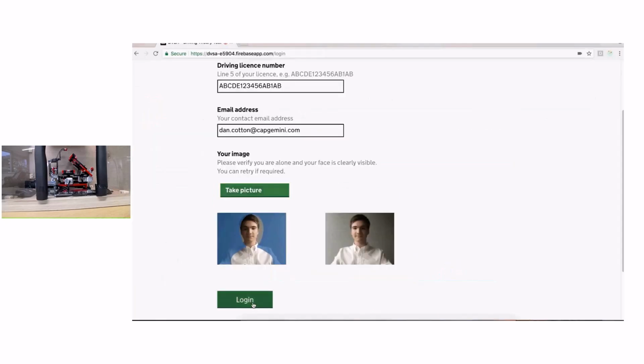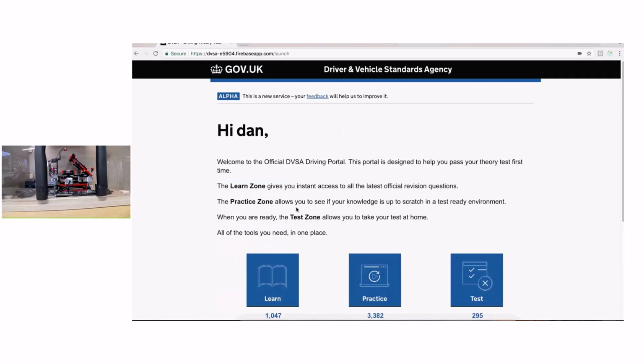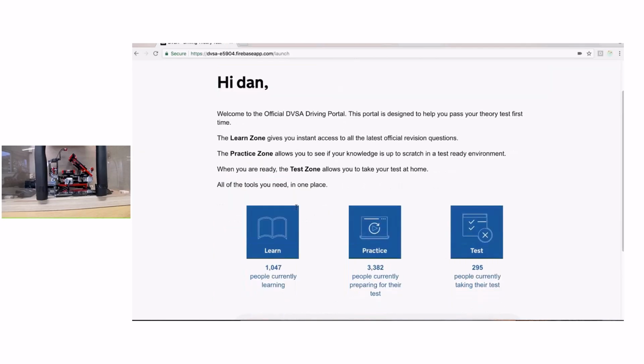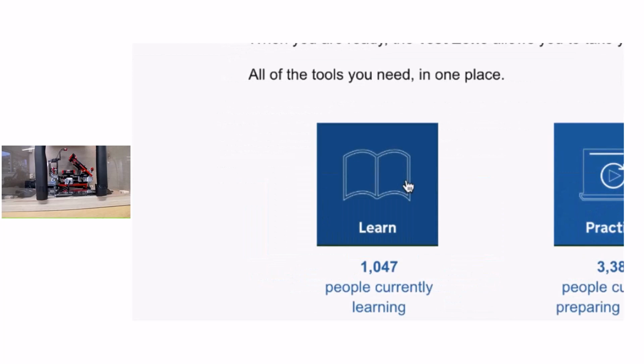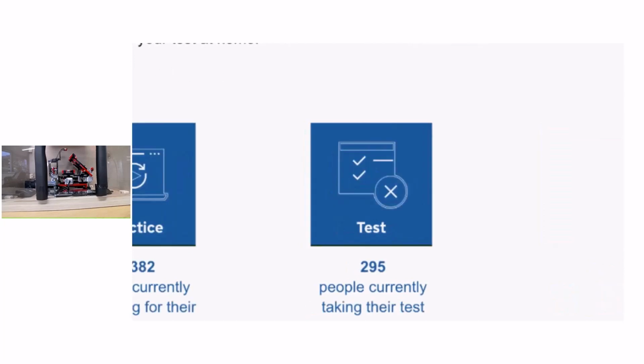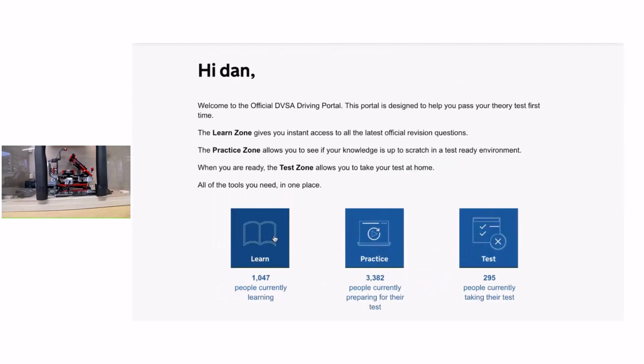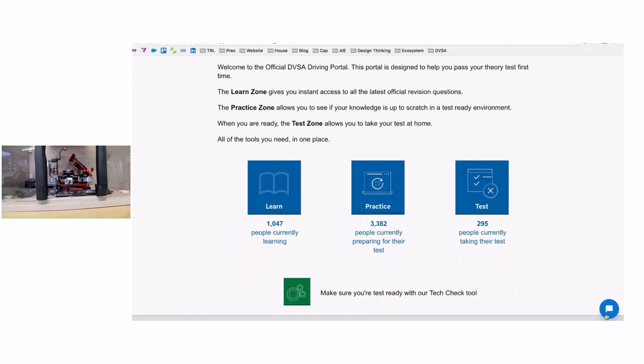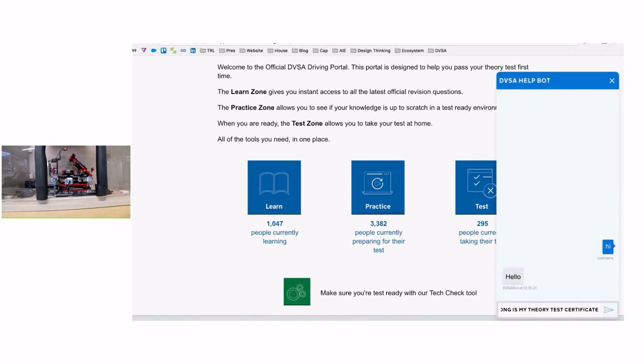Dan accesses the online portal. The portal is made up of 3 distinct areas. The Learn Zone gives you instant access to all of the official revision questions. The Practice Zone allows you to see if your knowledge is up to scratch in a test-ready environment. And when you are ready, the Test Zone allows you to take your test at home. All of the tools you need in one place. Should Dan have any queries, you can speak to our live chat bot.